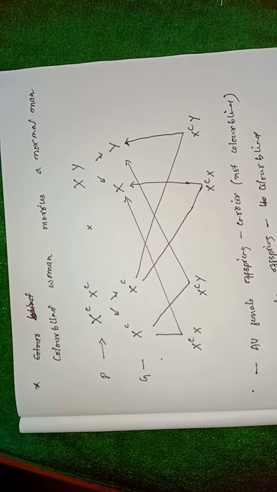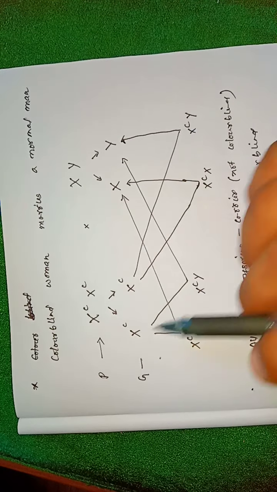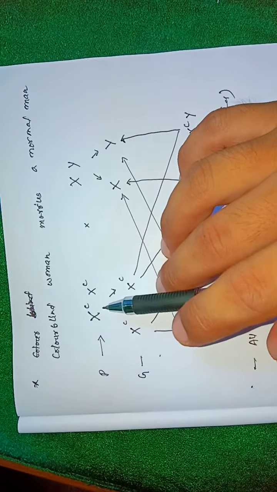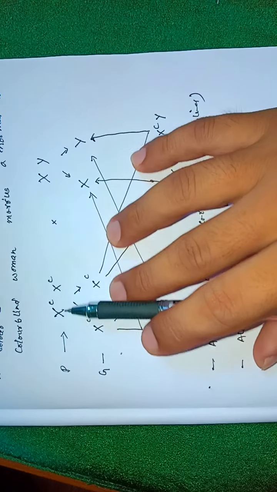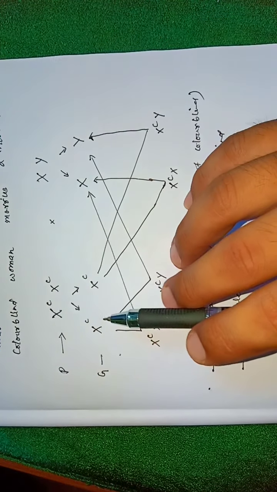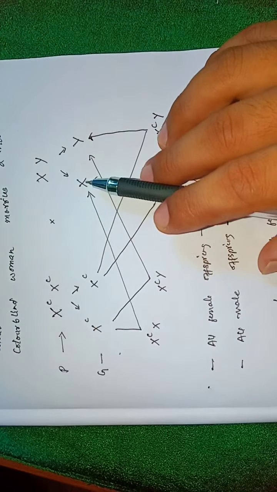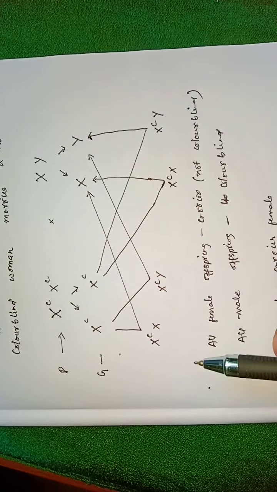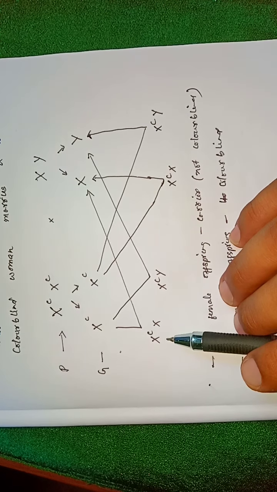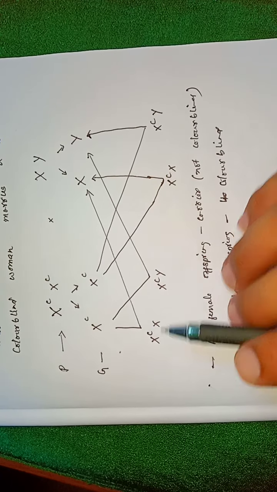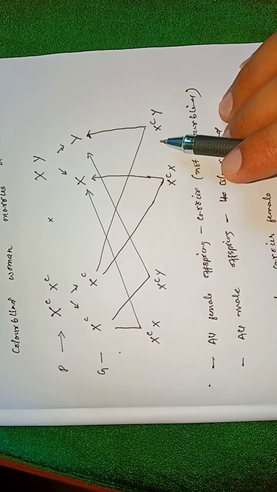Now the next one is when a colorblind woman marries a normal man. In this case, a colorblind woman means the gene for colorblindness is present on both sex chromosomes. So these are the sex chromosomes of the colorblind woman, and this is the normal man. During gamete formation, both of these will fuse with the normal male sex chromosomes. So when these cross, this is the possible offspring. There will be two daughters who will become carriers and two sons who will be colorblind.